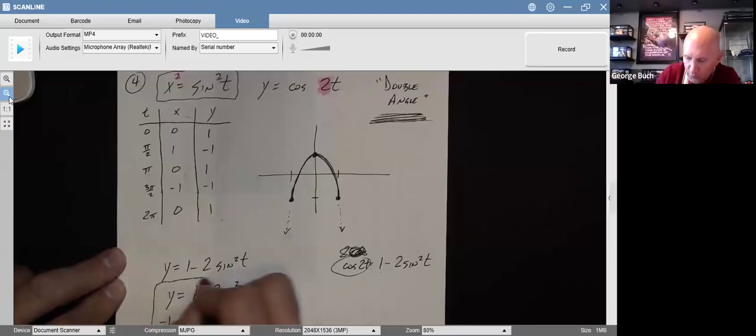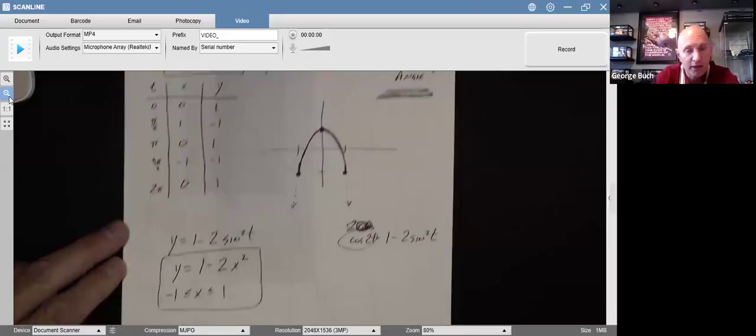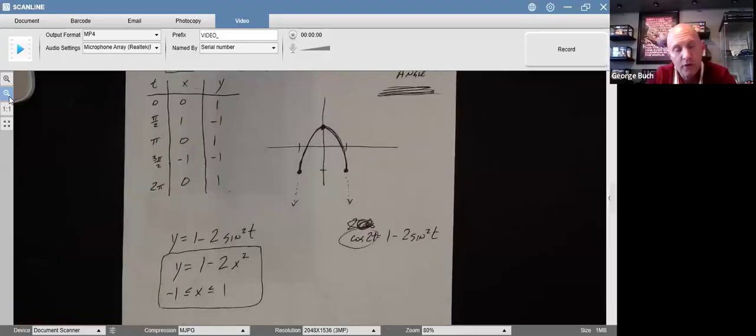So this would be your final answer. If this was on a test, this is what you would have to put. Because if you just told me the equation, that gives me the whole parabola. And I don't have the whole parabola. I just have that top of the curve.